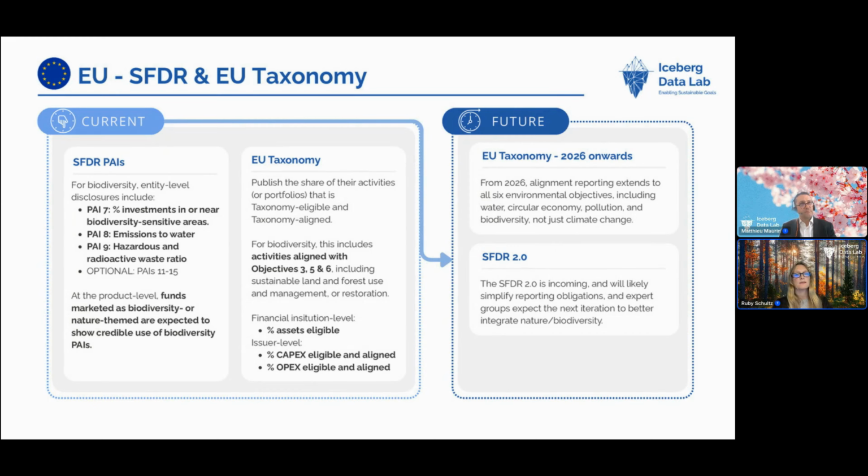Looking ahead, the 2026 reporting cycle will bring expanded taxonomy alignment across all environmental objectives. Currently, it's just the first 2, the climate-related ones. And the SFDR 2.0 is expected to streamline disclosures and fund labeling and to better integrate nature and biodiversity as well.